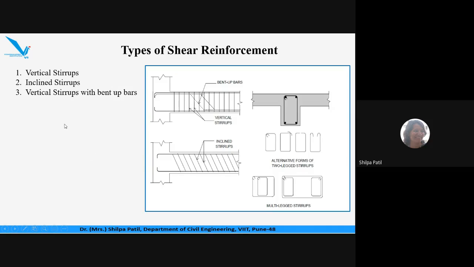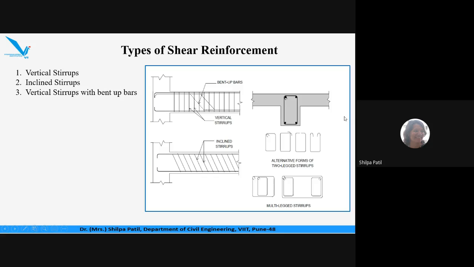And sometimes the combination of both is considered, that is vertical stirrups combined with bent up bars, or inclined shear with bent up bars. So if you consider this first diagram, this is actually the combination of both. That is, the main reinforcement steel is bent up and the vertical stirrups are also provided. So this is the combination of vertical stirrups with bent up bars.